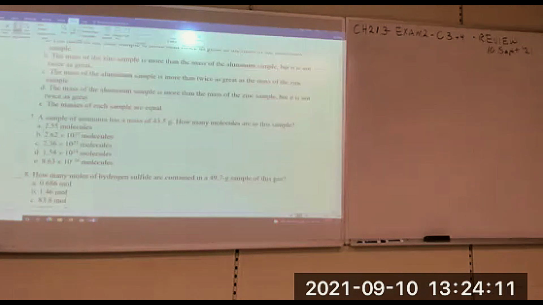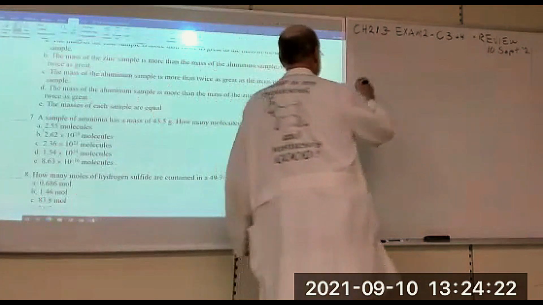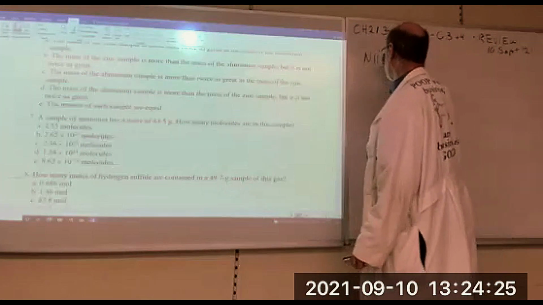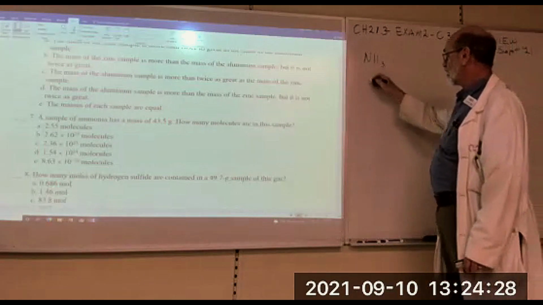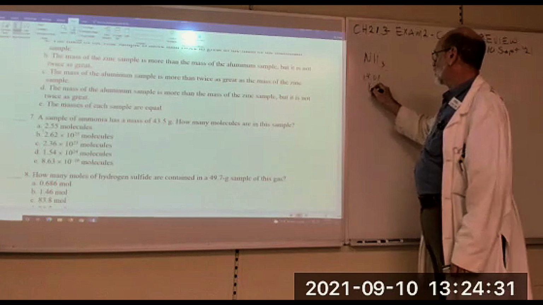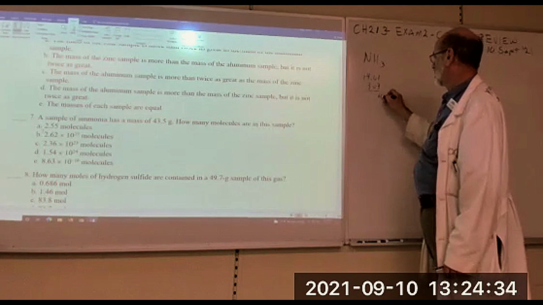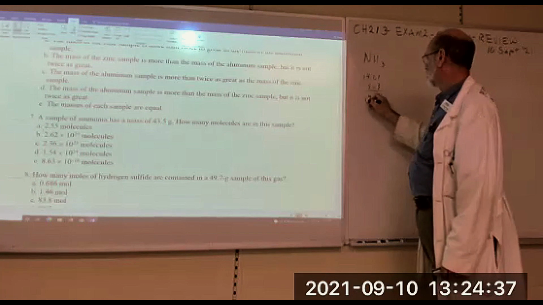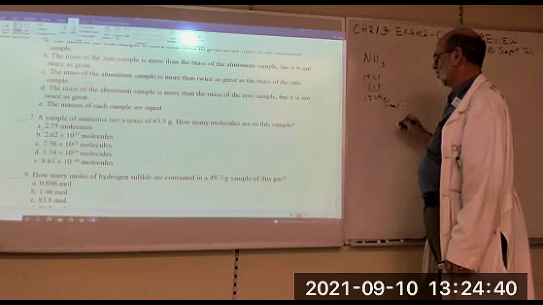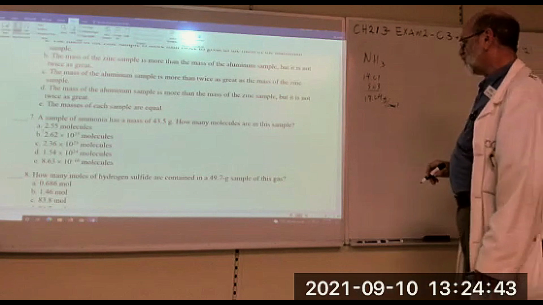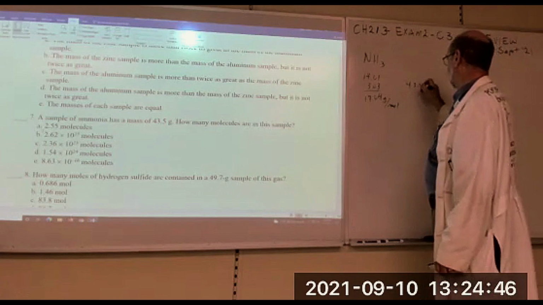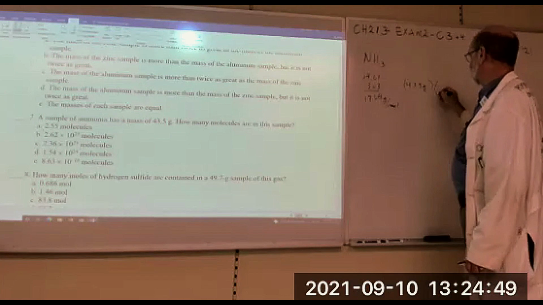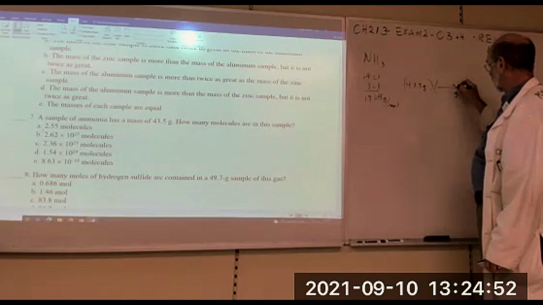A 43.5 gram sample of ammonia. Do you know what ammonia is? That's the question. You need to know the formula of ammonia in order to answer that question. Ammonia is NH3. So it'd be 14.01 and then 3.03 for 3 hydrogens, 17.04 grams per mole. And we have 43.5 grams.